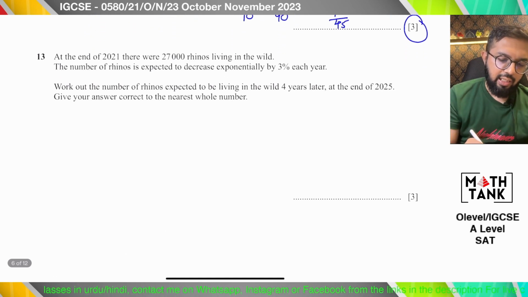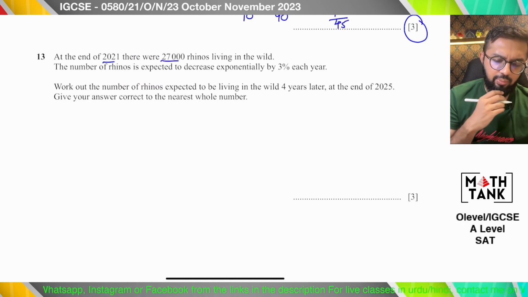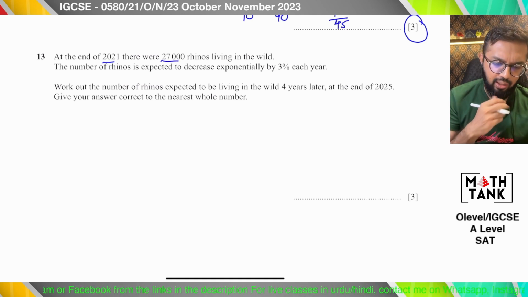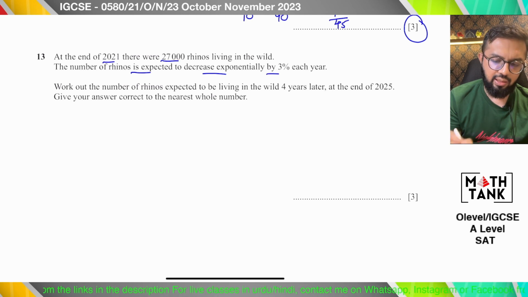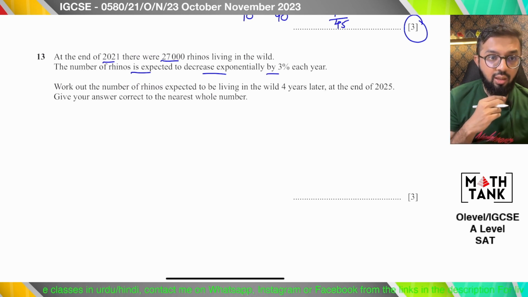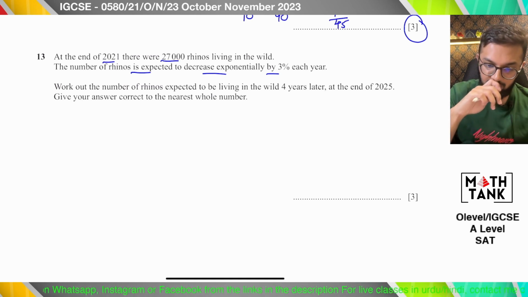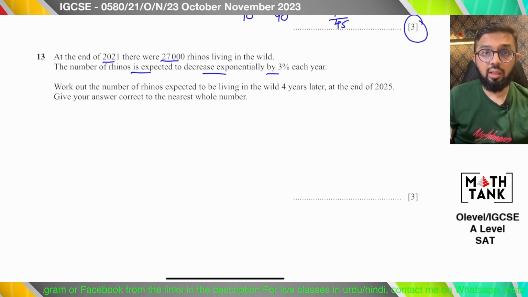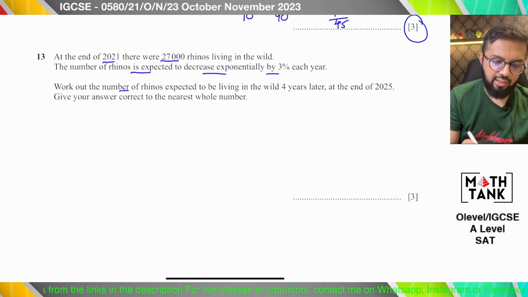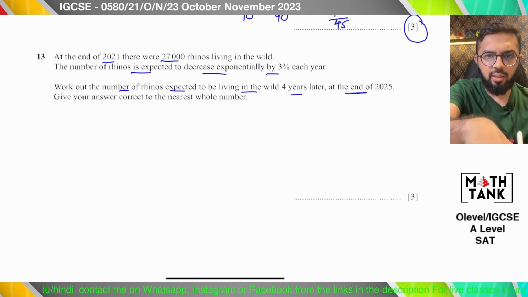Question number 13. At the end of 2021, there were 27,000 rhinos living in the wild. The number of rhinos is expected to decrease exponentially by 3% each year. Okay, so this is a question on decrease, and it's decreasing exponentially, which means that there's compounding happening. Work out the number of rhinos expected to be living in the wild 4 years later at the end of 2025. Let's try to solve this.